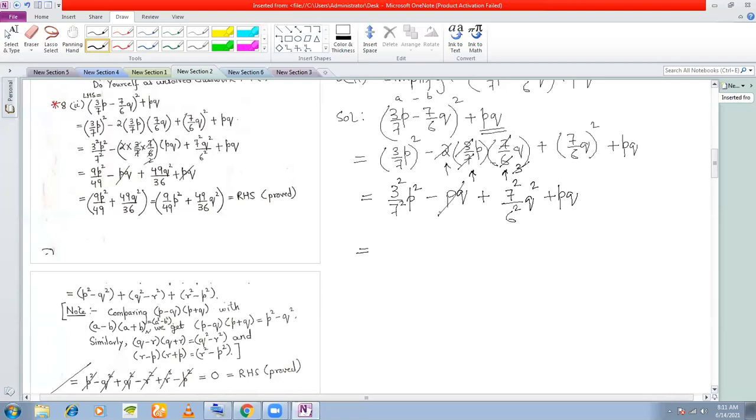Now we see that this minus pq and this plus pq will cancel with each other. So what have we left? We have 3 square by 7 square p square. 3 square is 9, 7 square is 49, p square, plus 7 square is 49 divided by 36 q square. And this is your answer.